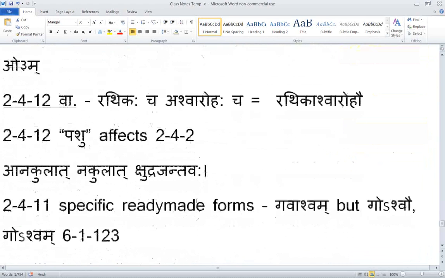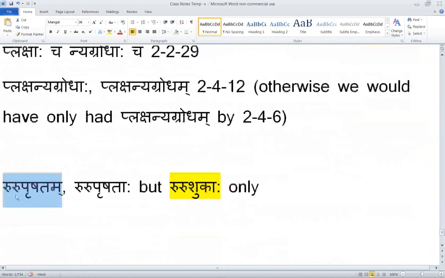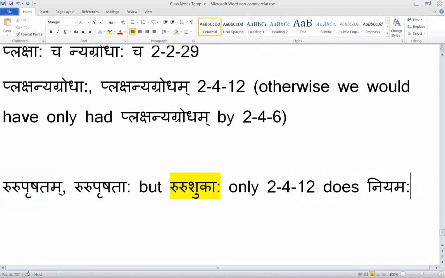So anyway, I think this example of ours is fine in the document: Ruru Prushatam, Ruru Prushataha, Ruru Shukaha. This is fine. So 2412 is Niyamaha over here. That's Niyamaha. But Kalpesh's point is good. I don't know if that Bala Manorama is correct or not, because he gives only one and one. I don't think that will go into Samahara at all, because the Vartikam says it has to be plural only. So 2412 is just Niyamaha.